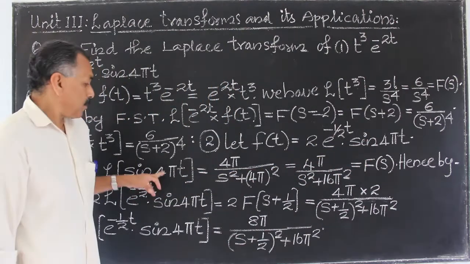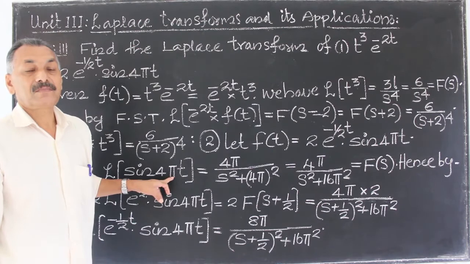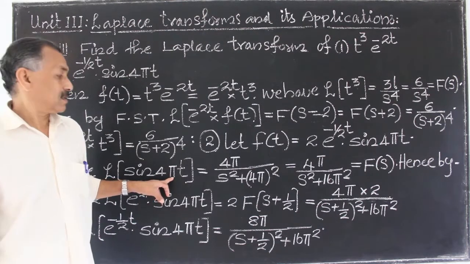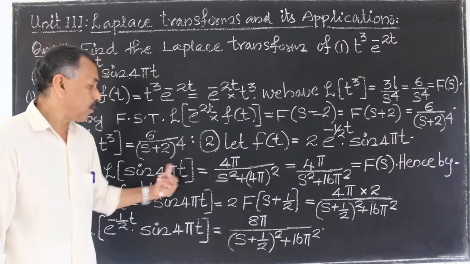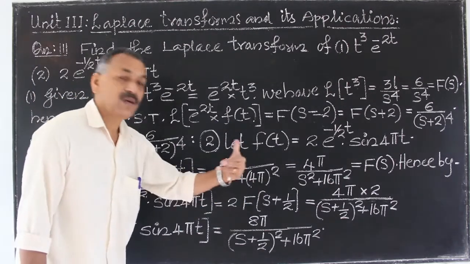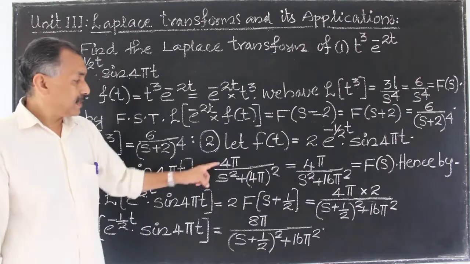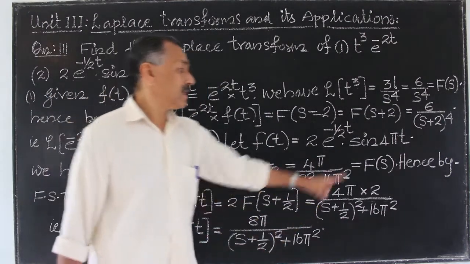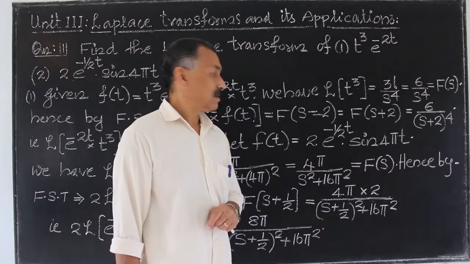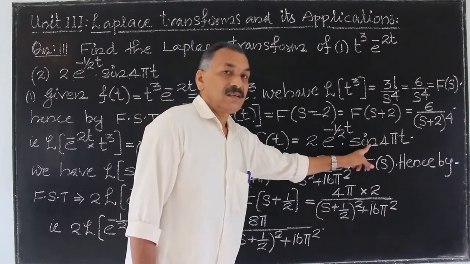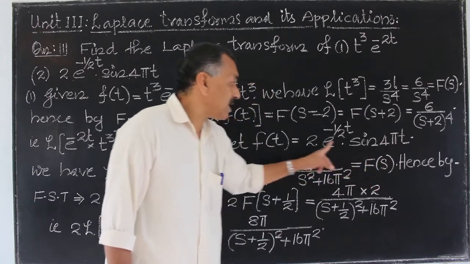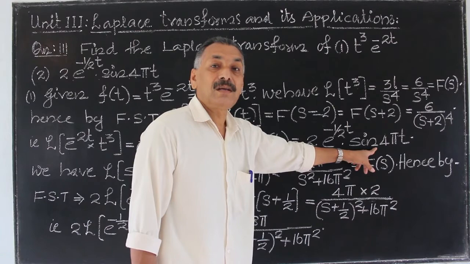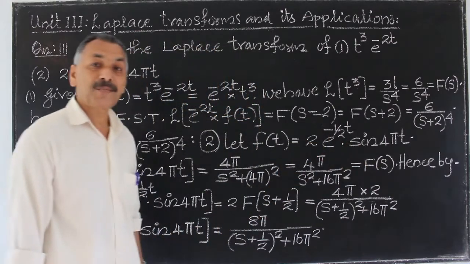Then the Laplace transform of sin 4 pi t. Laplace transform of sin at is equal to a divided by s square plus a square. Here a is equal to 4 pi, so it is 4 pi divided by s square plus 4 pi square, that is 4 pi divided by s square plus 16 pi square. That is f of s. Sin 4 pi t transforms to f of s, so e raised to at into sin 4 pi t is equal to f of s minus a.